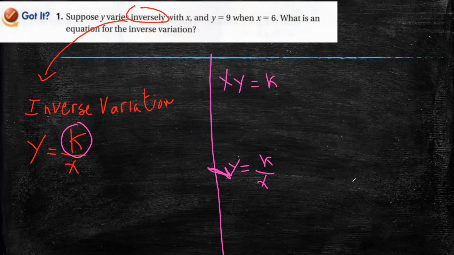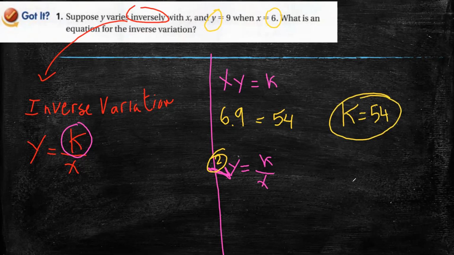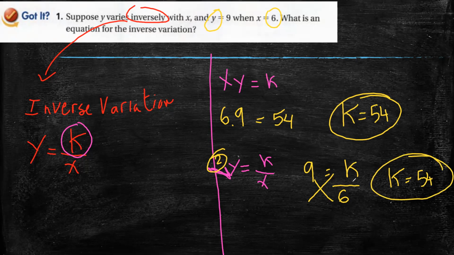Let's solve it by the second way. To find k, you can multiply x times y, where y is 9 and x is 6. So 6 times 9 is 54. So k is 54. So to find k, you have to multiply x times y. Or you can say that y, which is 9, equals k over 6. By cross product, you will find that k is 54. So you can use any of them.